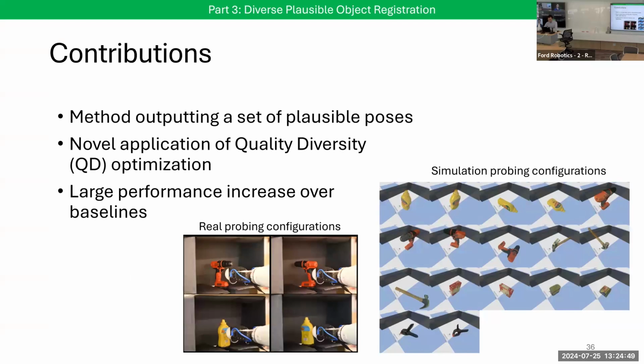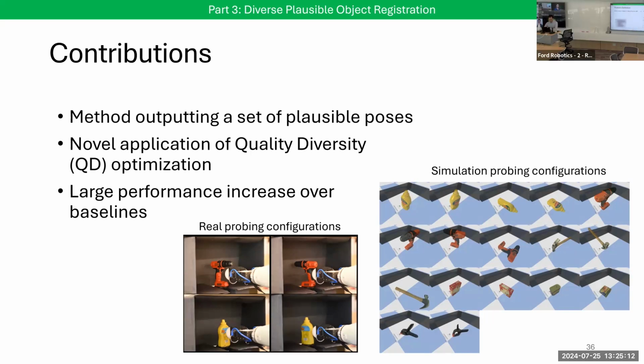So in terms of contributions, we produce a method that outputs a set of plausible poses instead of a single estimate. Our method is also a novel application of an algorithm called quality diversity optimization, or QD, and I'll explain later what this does. As well as we notice a large performance increase over baselines on these real and simulated tasks shown.